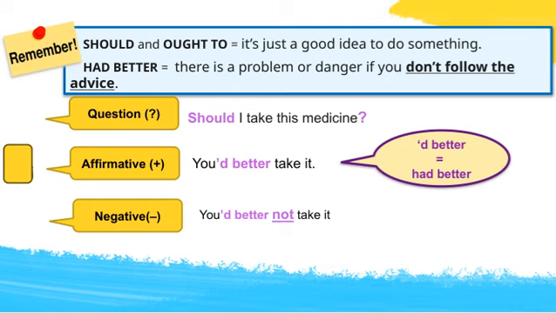But if I say, "You'd better not take it," that's a negative form, warning you that not taking it might lead to trouble. This brings us to the idea of danger or a problem if the advice isn't followed. Had better often implies that there could be some negative consequences if you ignore it. It's more urgent than just a suggestion.